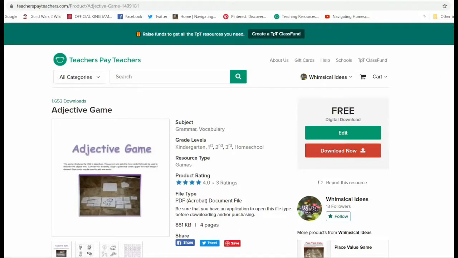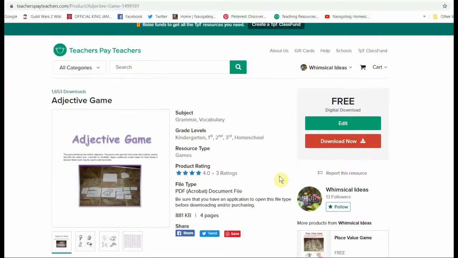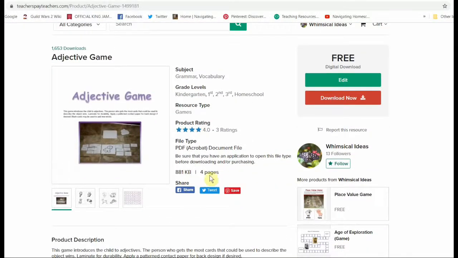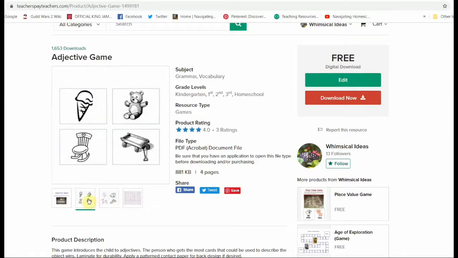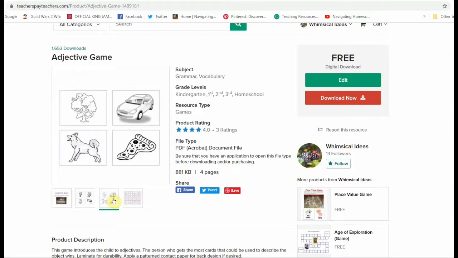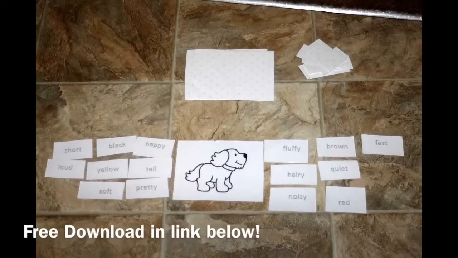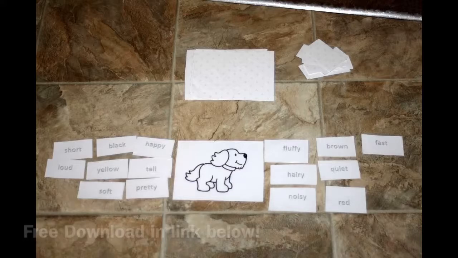The adjective game is a fun little game that I've created. It's free. You can go download it for free. You're just matching things that can describe that particular noun that you've pulled up on the card, and the child can play it by themselves, or they can play it competitively with another child. Whatever child has the most descriptions that can fit that noun wins that round.